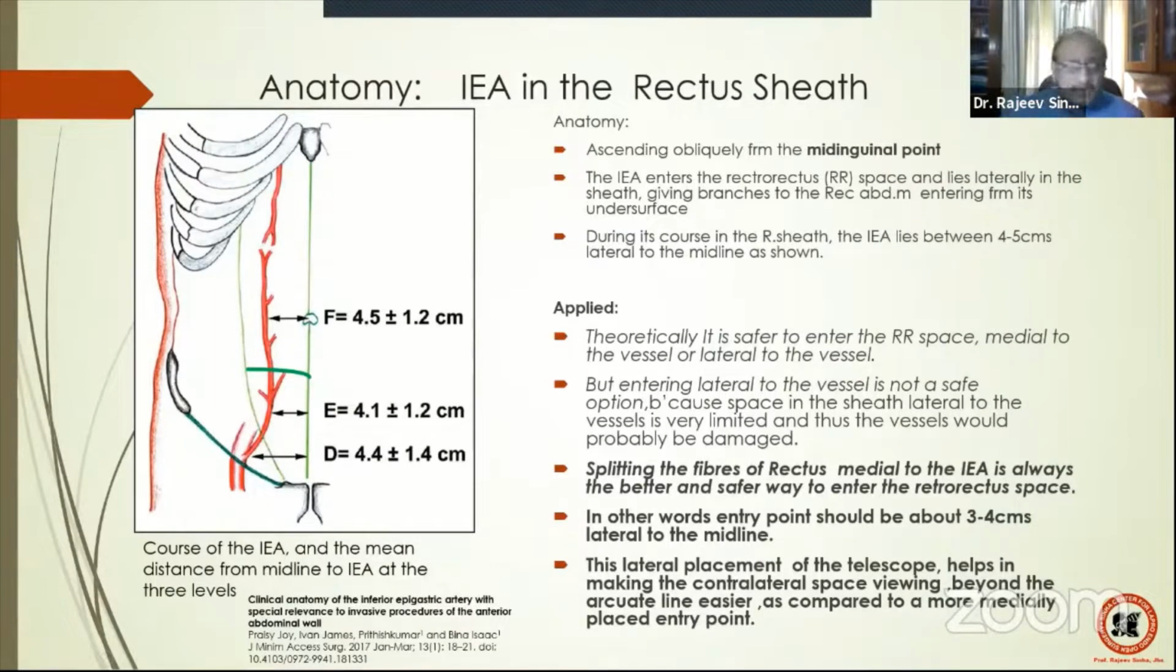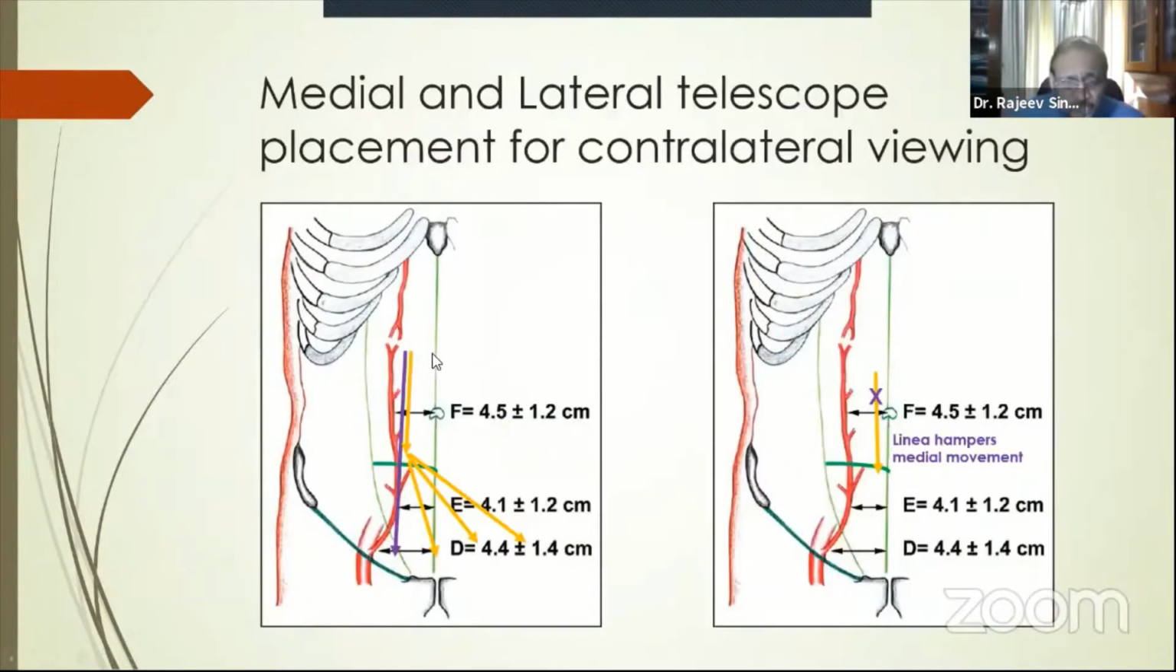The entry port at this point creates a lateral movement for the telescope, which I'll show you in the next figure as compared. Now you can have, see this figure. Either you push in your telescope here or you push in the telescope more towards the midline, right? Now what is lying out here? The linea alba. Can you traverse to the opposite side through the linea alba?